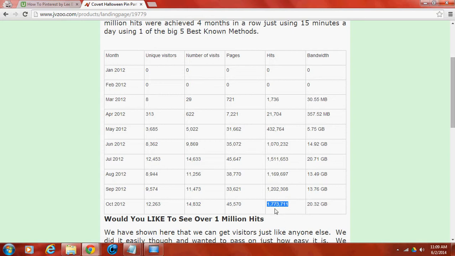In December, I went over the 10 million hits mark, and I went over 100,000 visits and 100,000 unique visits just from using Pinterest.